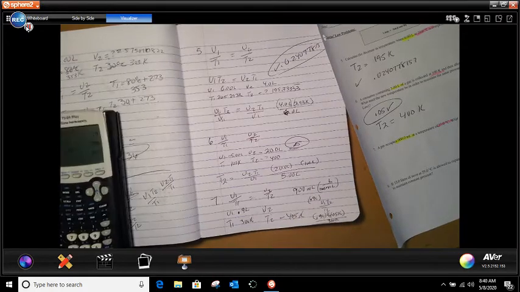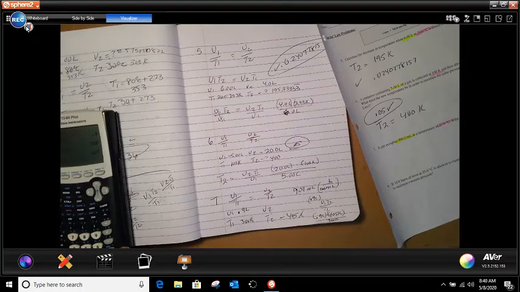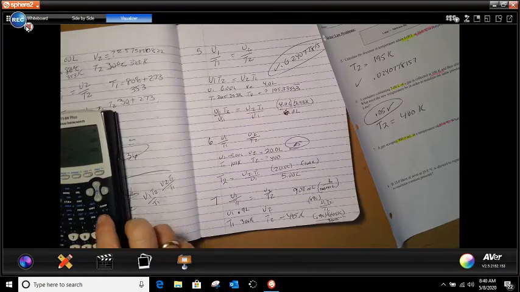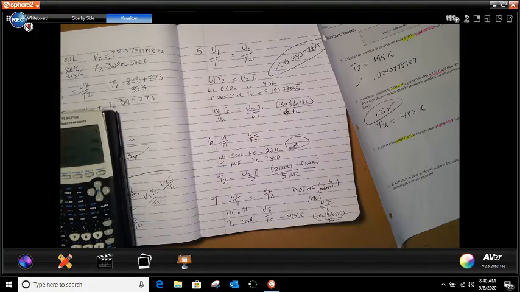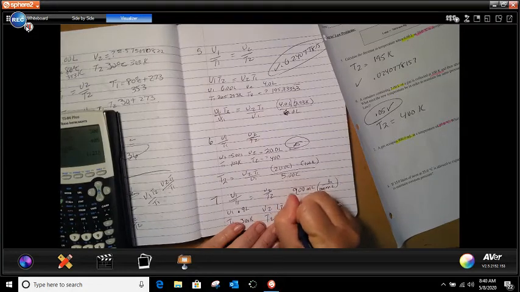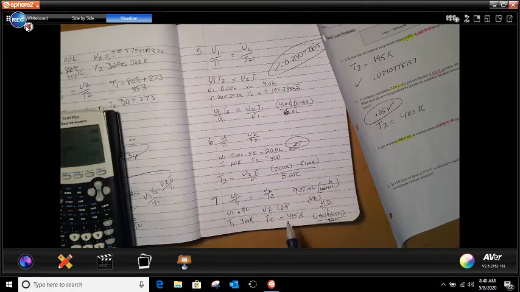So let's see what we got. Alpha y, enter, open bracket, 0.9, close bracket, open bracket, 405, close bracket, down, and it's 300. And that's going to give me 1.215.